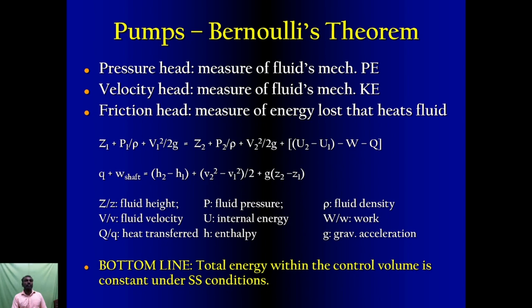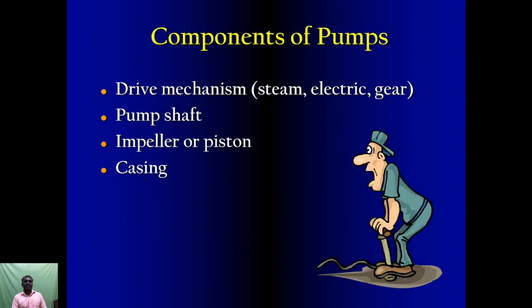The equation is Z1 plus P1 divided by rho plus V1 square divided by 2G is equal to Z2 plus P2 divided by rho plus V2 square divided by 2G plus U2 minus U1 minus W minus Q. Q plus W is equal to H2 minus H1 plus V2 square minus V1 square divided by 2 plus G into Z2 minus Z1. Where Z is fluid height, V is fluid velocity, U is internal energy, P is fluid pressure, Q is heat transfer, H is enthalpy, rho is fluid density, W is work, G is gravitational acceleration.